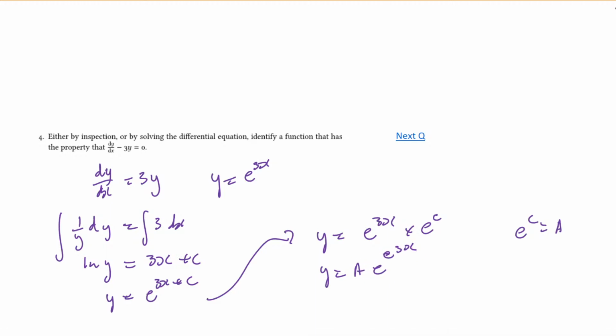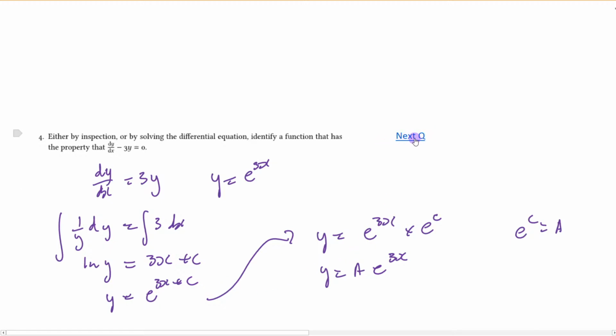Sorry, I've written that wrong. I've written the e twice. Let's just do that again. So a times e to the 3x. And we can see that the one we had does fit the pattern where a is equal to 1. There's two different ways that you can do that question, bearing in mind the question we just did.